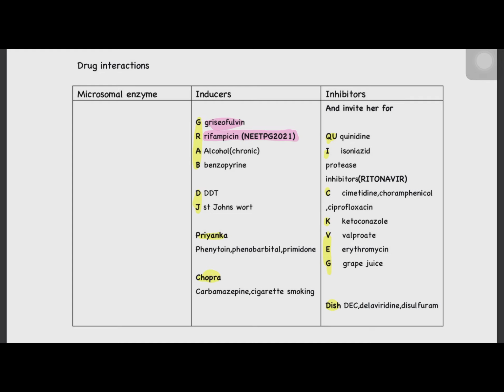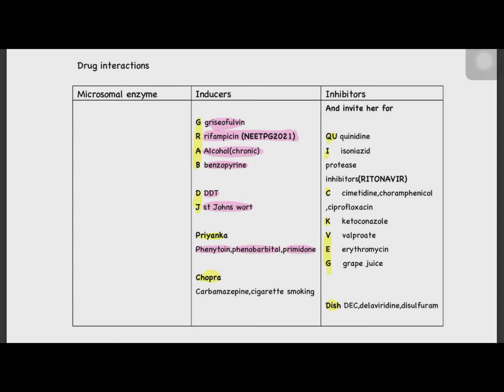The other is alcohol. Alcohol in chronic usage causes microsomal enzyme induction. The other is benzopyrene, then DDT, then St. John's Wort, which is used in the treatment of depression. In the mnemonic for Priyanka we have phenytoin, phenobarbital, and primidone.